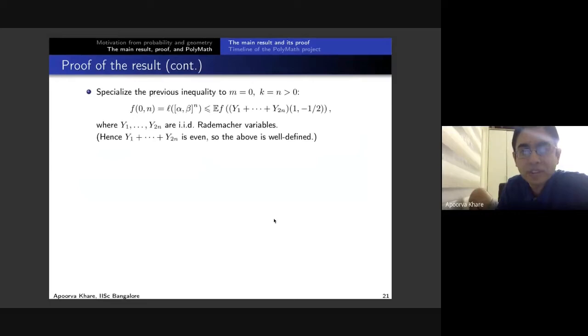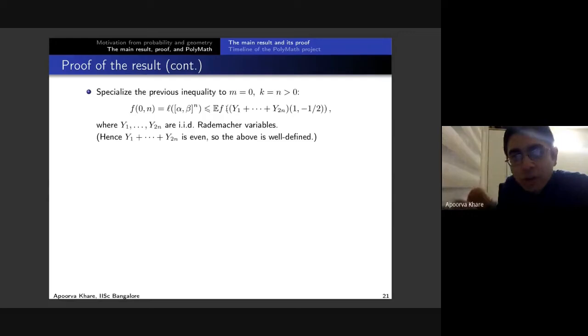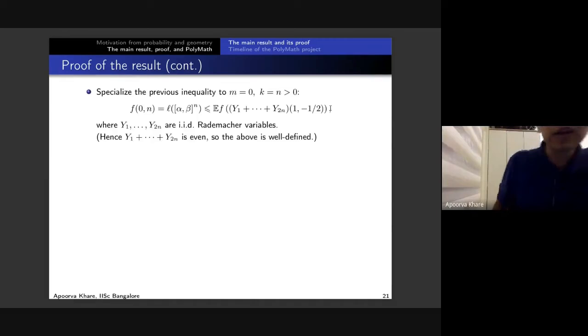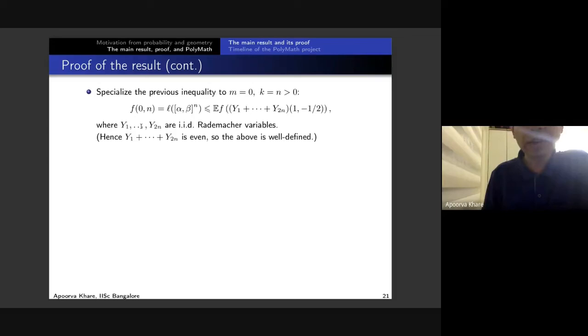So this is that f of 0, n, the length of alpha beta to the n. I take alpha beta to the n, and I do this expectation business 2n times. I get f of 0, 0 plus this number. Here, y1, y2, up to y2n are IID Rademacher variables. And of course, because these are always odd, the sum of an even number of them is always even, and so times minus 1/2 is an integer. So f, remember, was defined only on integers, but this makes sense: f of an integer, comma, integer.